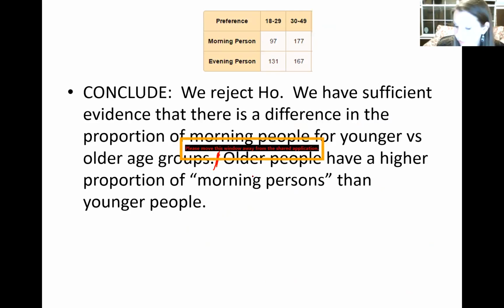All right, so the next question would be, how much is that difference? If we want to know the difference in the proportion of morning people for younger versus older age groups, then the appropriate analysis would be a confidence interval. So the next step would be to construct the confidence interval for this data, just like on the last exam. That's what you're going to do on the exam.